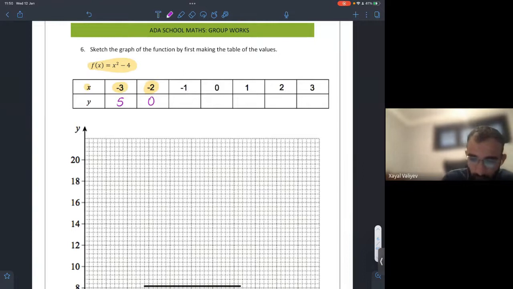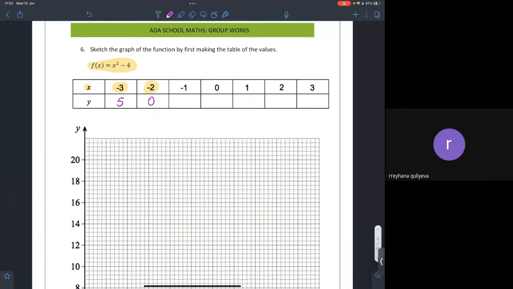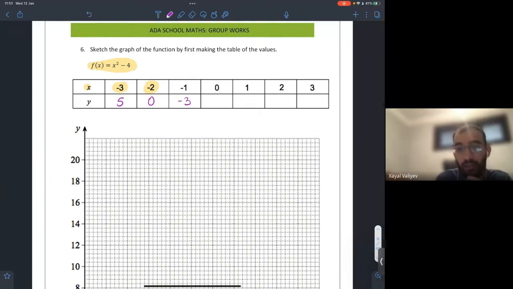Aidan, at negative 1, it would be? 3. No, negative 1 squared minus 4 would be negative 1 squared minus 4. Negative 3. Minus 3. Thank you.